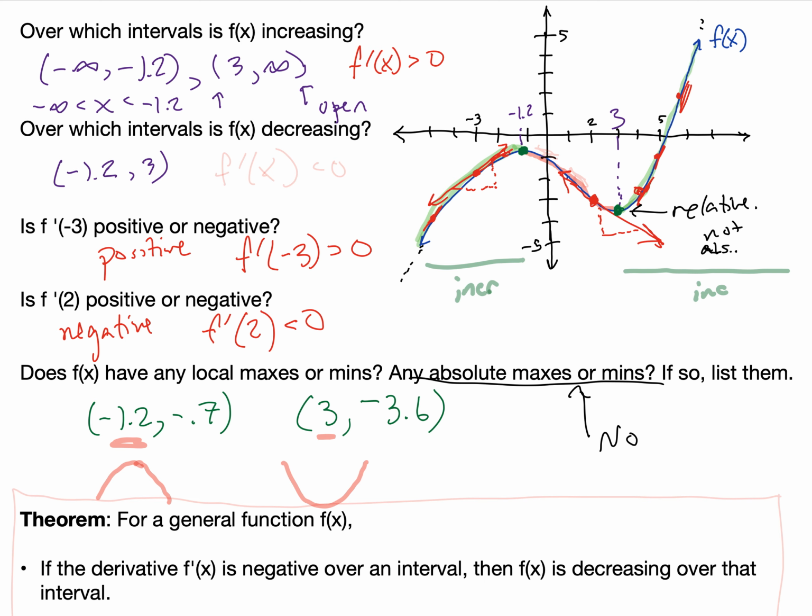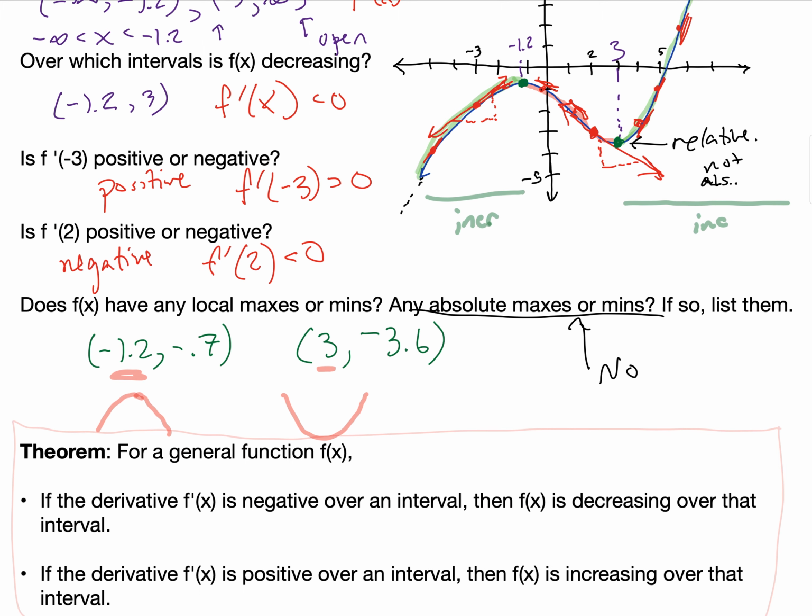What about when f of x is decreasing? Over all the places where f of x is decreasing, basically that red interval in here, the slope of the tangent line is going to be negative. f prime of x is going to be less than 0. So this is a really important idea that I want you to both understand and remember: for a general function f of x, if the derivative f prime of x is negative over an interval, then f of x is decreasing over that interval.